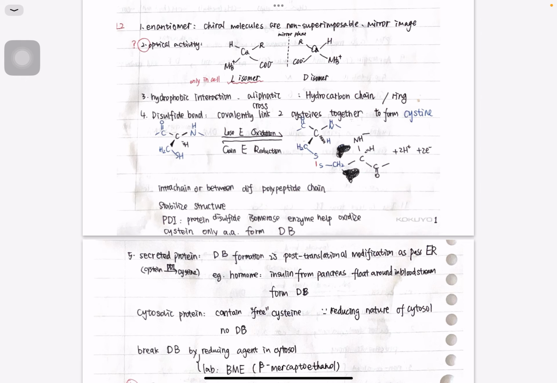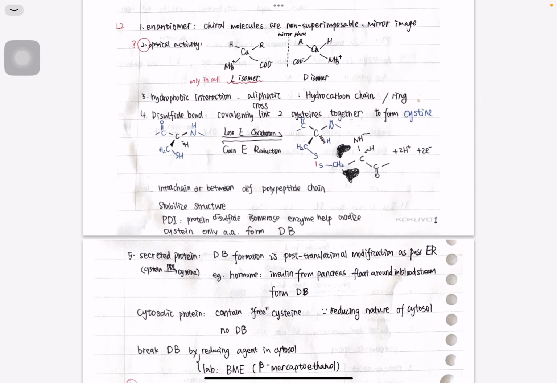And why do we need this disulfide bond? It can stabilize the protein structure. And there is protein disulfide isomerase. You can see the ASE at the end, so this means it is an enzyme that helps the oxidation reaction. And there's another way: if you want to break the disulfide bond and form two cysteines, you want to use BME, beta mercaptoethanol. So this is a reducing agent.